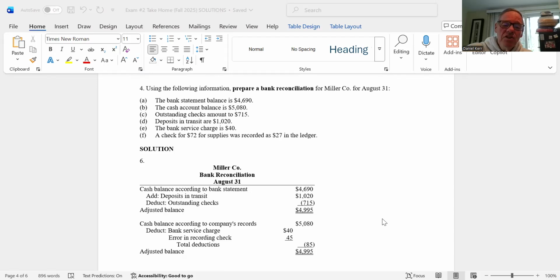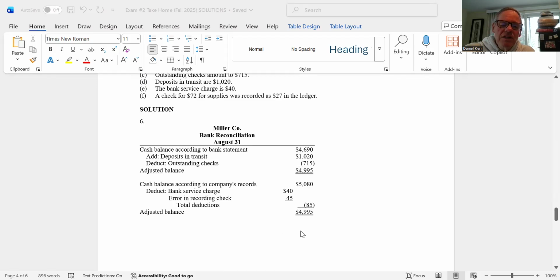If I had asked for the journal entries, what you would have done is adjust the balance per our books, which was 5,080. We need to reduce that by $85, and that would be a debit to the service charge and a debit to whatever the error was that we made in recording that check. I think it was supplies expense. So there's your bank reconciliation.